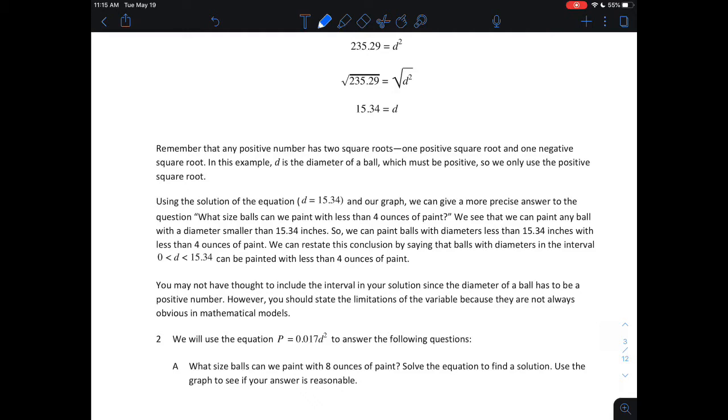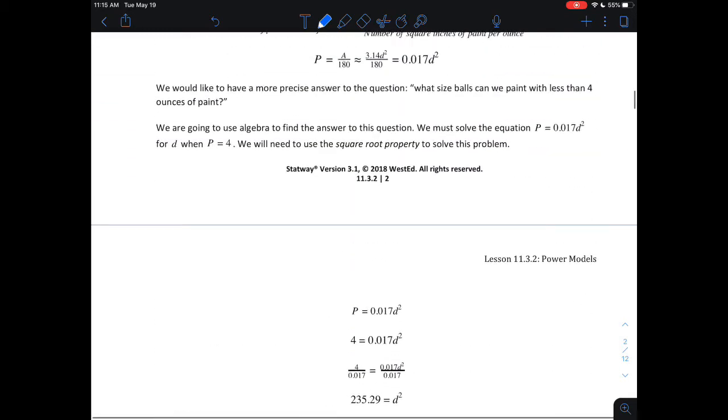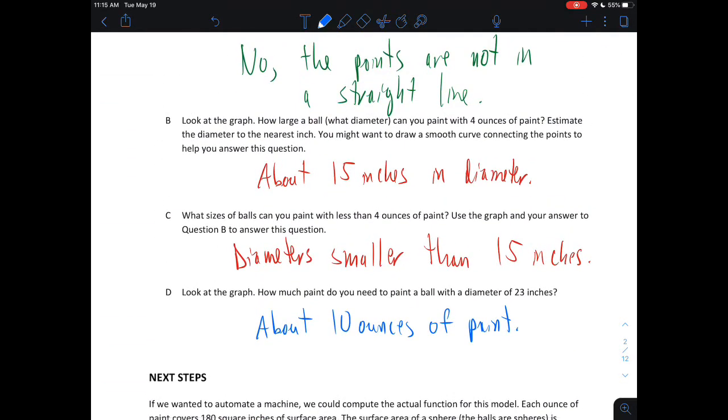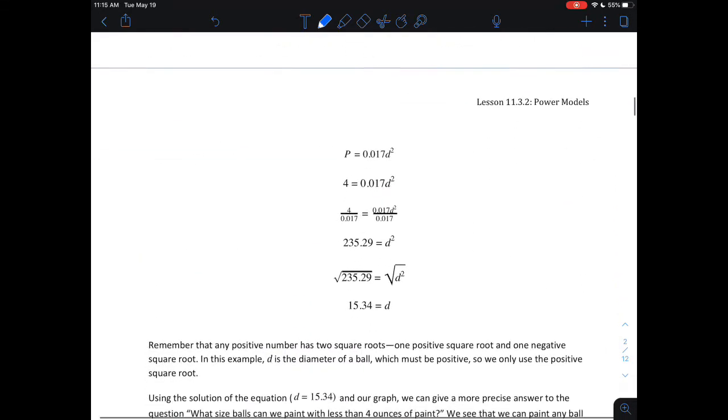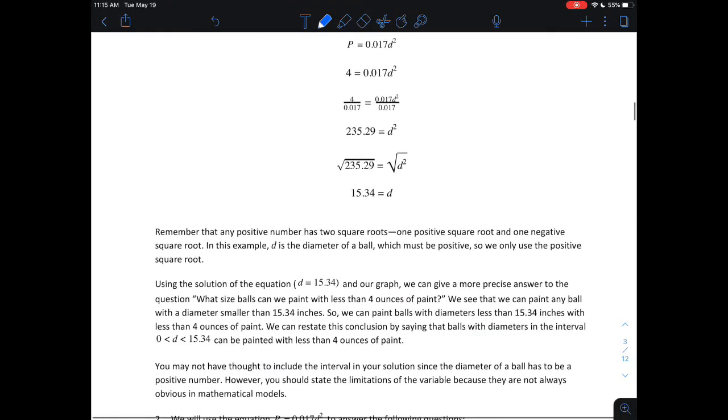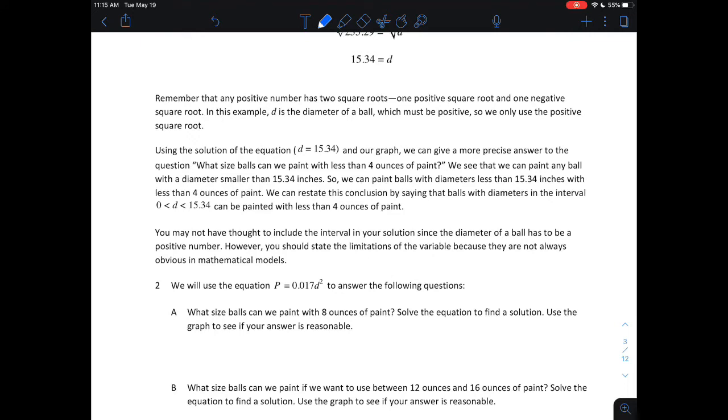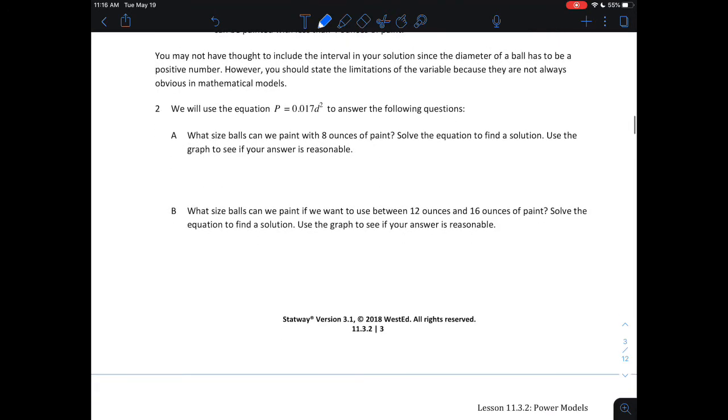This is giving us any diameter between 0 and 15.34. Also notice how this is close to what we had said earlier. Diameters smaller than 15 inches just gives us a little bit more. We get a little bit more of an exact answer with that 15.34. You may not have thought to include the interval in your solution, since the diameter of a ball has to be a positive number. However, you should state the limitations of the variable because they are not always obvious in mathematical models.